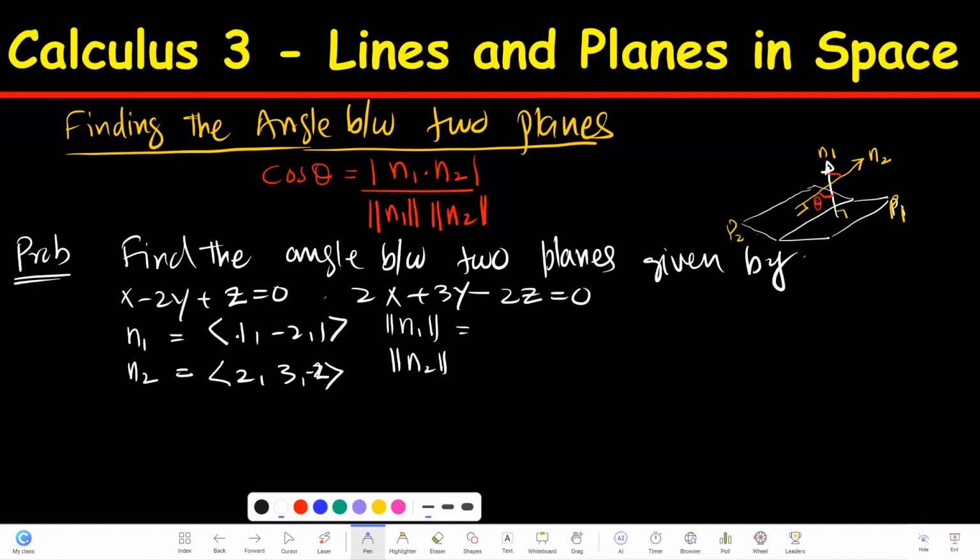And it's going to be 1 plus 4 plus 1. So it's going to be square root of 6. It's going to be 4 plus 9 plus 4. So it's going to be 17, square root of 17. We got this. We're going to substitute into our formula like this one. I'm going to say is square root of 6.